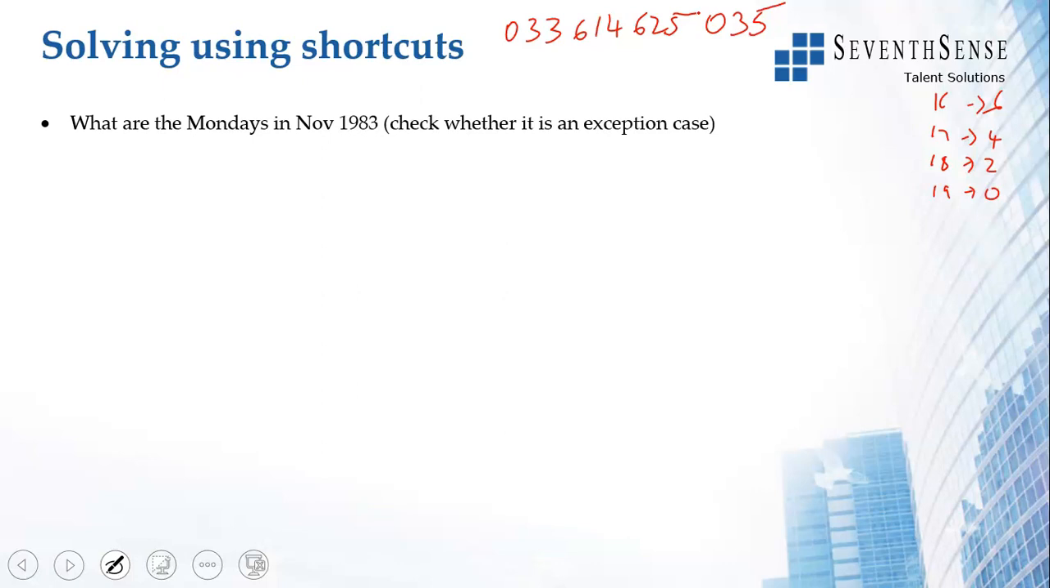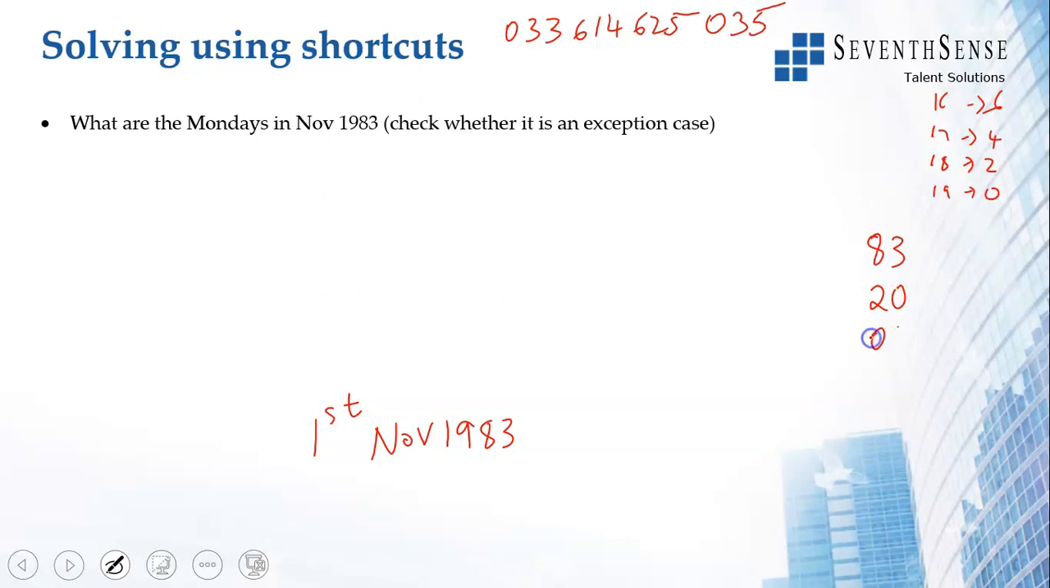So we try to see what is 1st November of 1983. When we see what is 1st November, we get the day, and then we see what the Mondays of that particular month are if 1st of that month falls on some day. So to find out 1st November 1983, first we add the last two digits, 83. Then you have 83 divided by 4 is 20 with the remainder of 3. So you add 20 here.